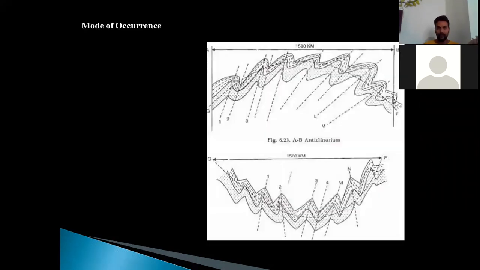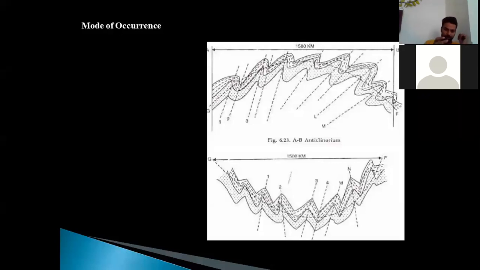Then we have classification on the basis of mode of occurrence. The well-known examples are anticlinorium and synclinorium. Here, the anticlinorium, you can see that if it is an anticline and if it is further folded into second and third generation, in that case, it is called an anticlinorium.